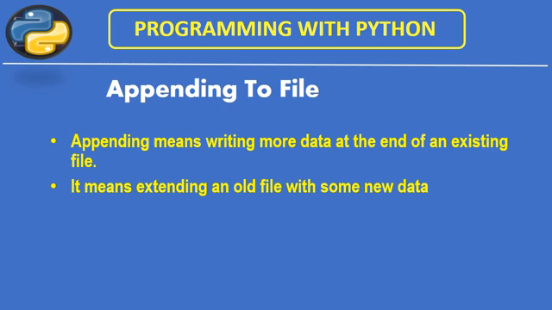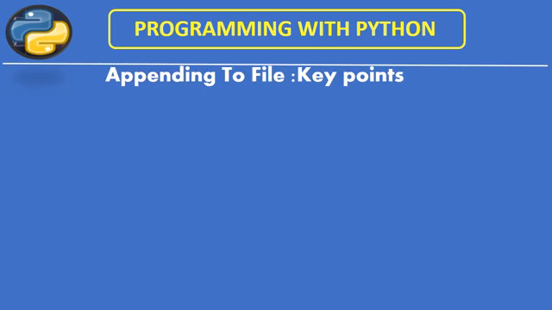So whenever you want to add some new data to your previously existing file, you need to open it in append mode. Generally, whenever you write data in writing mode, it will always overwrite the previous data. But if you want to add new data without overwriting previous data, you need to open your file in append mode. You have to remember some key points for appending data to a file.